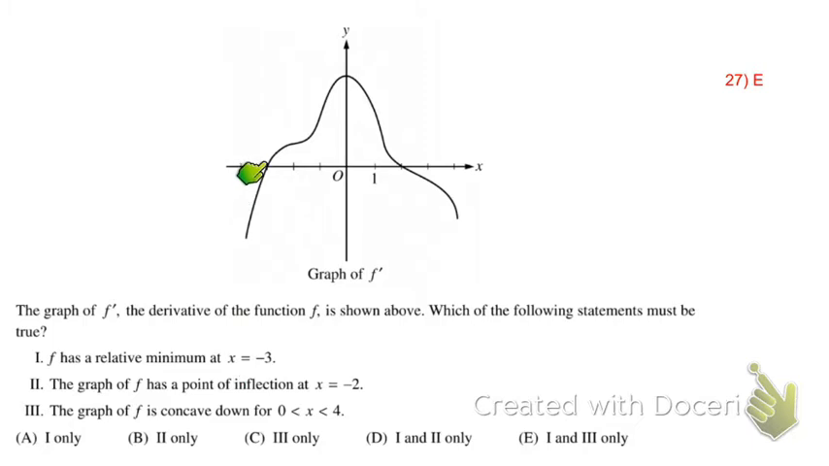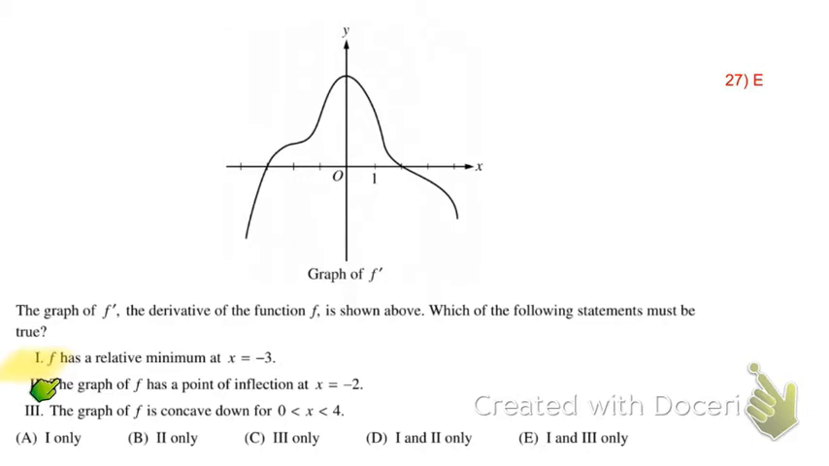Well, here's x equals -3, and I want to know if this is a relative minimum on the original graph. It is a 0, and it goes from negative values to positive values. So the answer is yes, this is a relative minimum. Over here at 2, this is a relative maximum, but this one is a relative minimum. So 1 is definitely true.